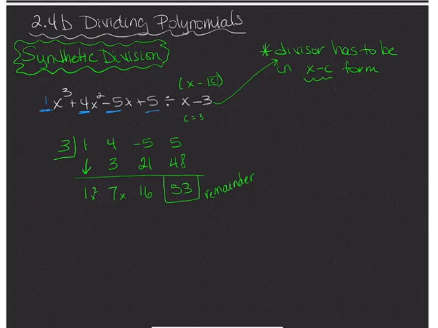Maybe I'll write that in a different color for you guys. This is my whole number. This becomes x. This becomes x squared. So now I can write my answer, right? 1x squared, or I could just write it as x squared, a positive 7x and a positive 16, plus a positive remainder of 53 over, what did I divide by? x minus 3. And there is your final answer.